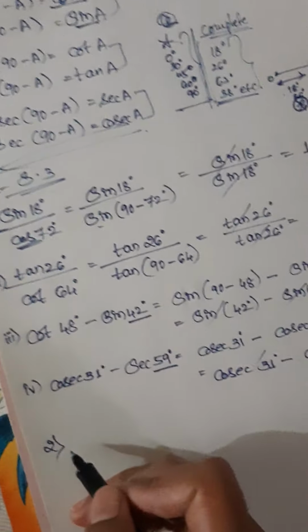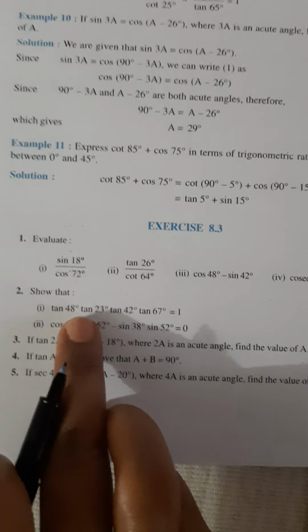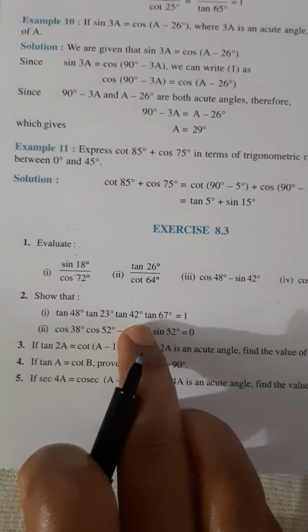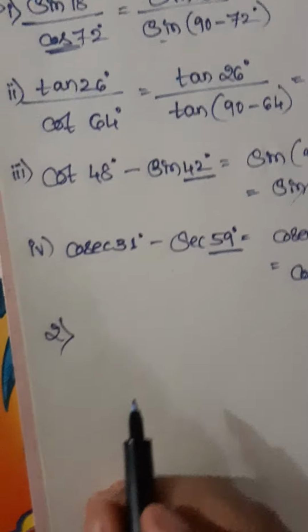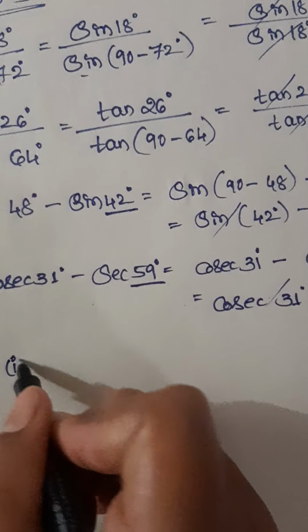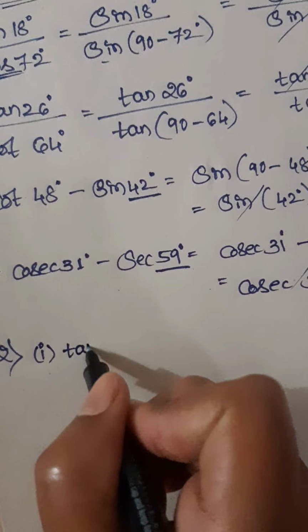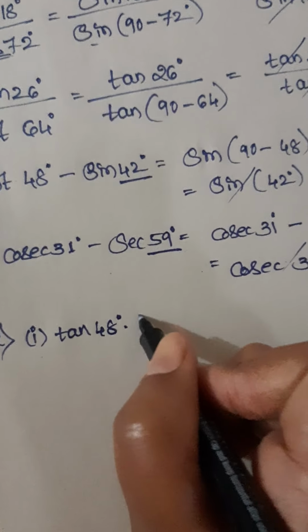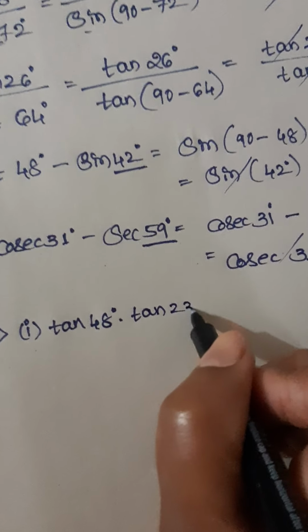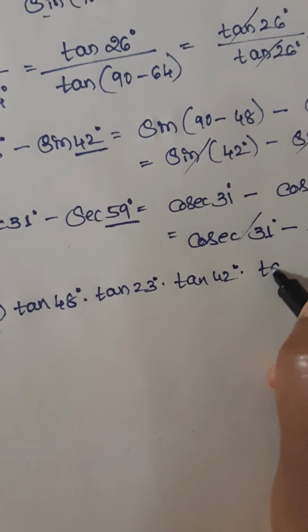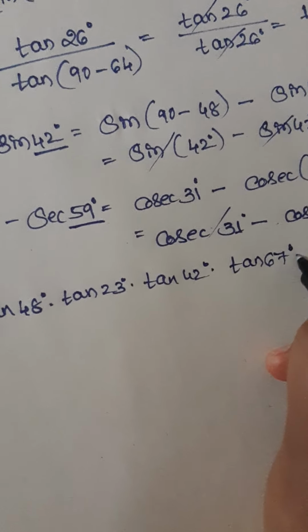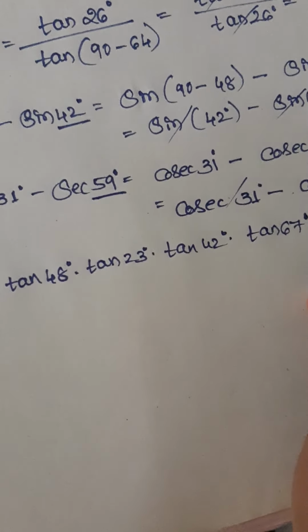What is there in our second question? Show that tan 48, tan 23, tan 42 into tan 67 is equal to 1. So these 4 terms are given in tan form, and they are equal to 1, we have to prove that. So tan 48, tan 23, tan 42, tan 67 is equal to 1. These all things equal to 1, we have to prove.